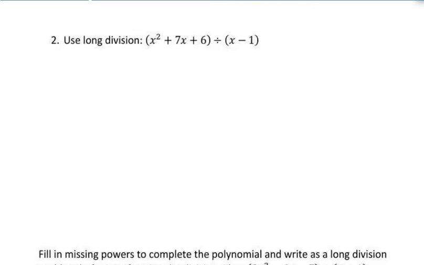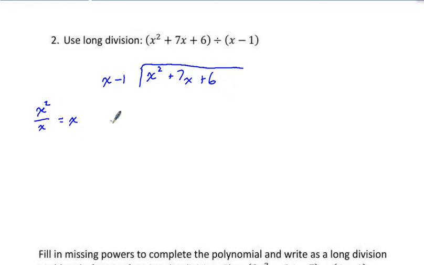Example 2. X squared plus 7x plus 6 divided by x minus 1. Here this looks very complicated because we've got polynomials both as the divisor and the dividend. But we're going to break it down and use the same exact steps as before. First, divide x squared by x. And I like to write that division on the side.